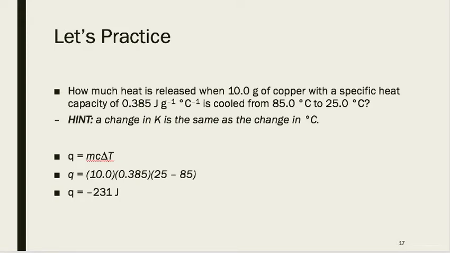Okay, here we have some practice problems. You can see that the answers are on the screen here, but you should try and go ahead and practice these problems first, and then you can check your answers. So we have the question, how much heat is released when 10 grams of copper with a specific heat capacity of 0.385 joules per gram per degree Celsius is cooled from 85 degrees Celsius to 25 degrees Celsius?